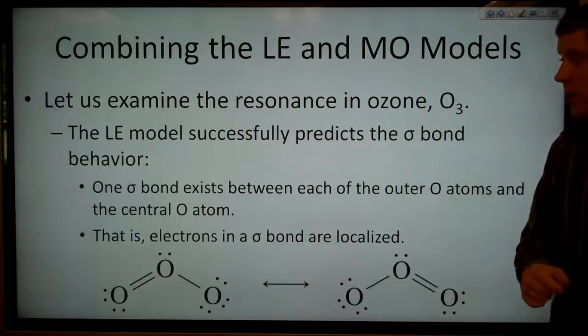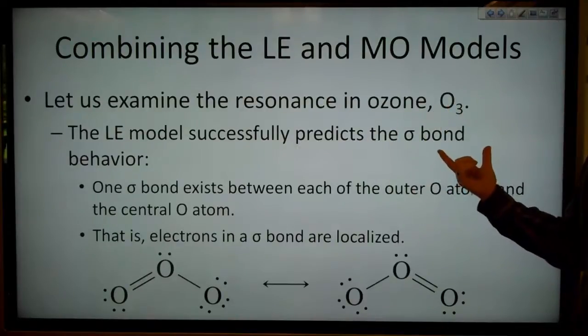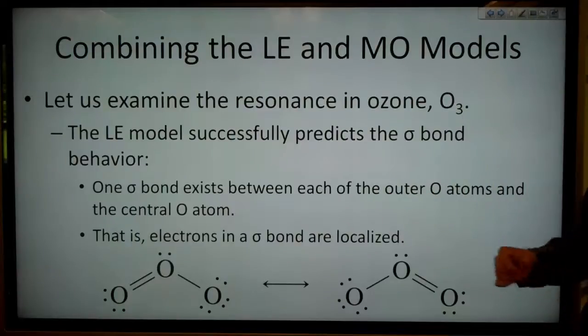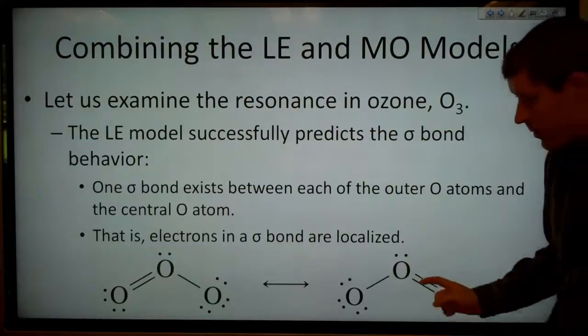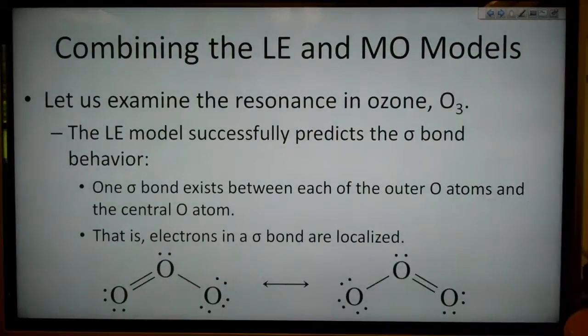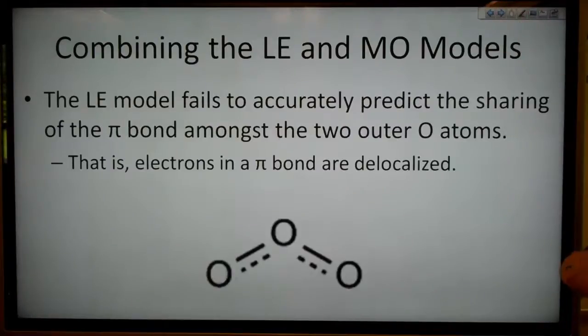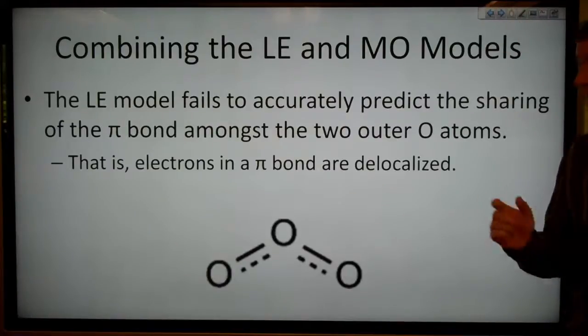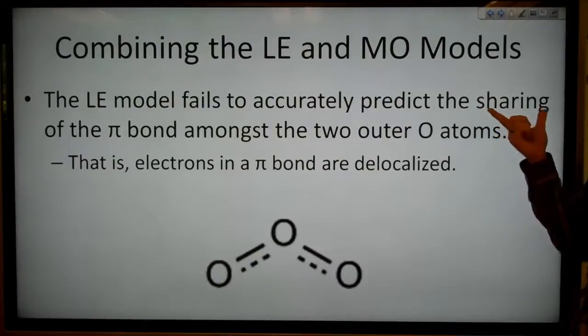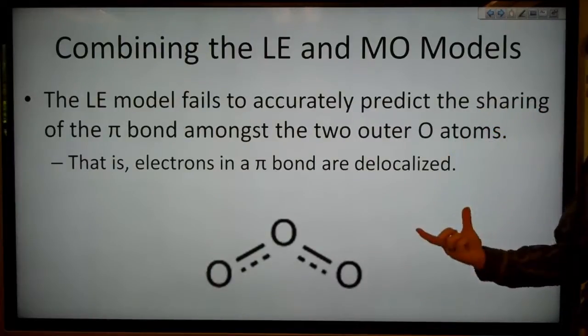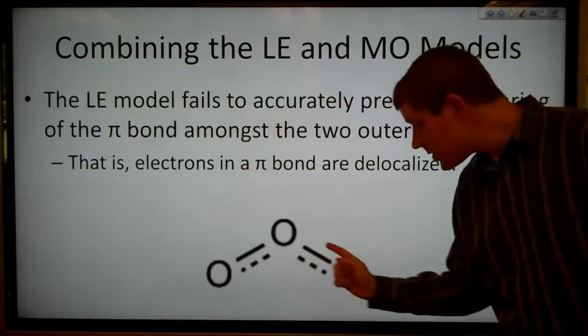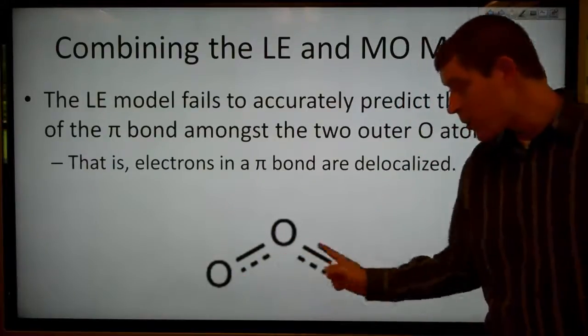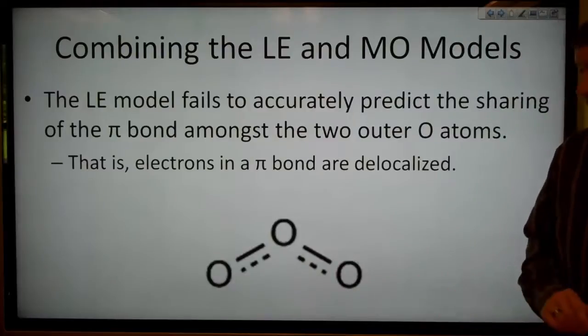The localized electron model successfully predicts the sigma bond behavior. One sigma bond exists between each of the outer oxygen atoms here and the central oxygen atom. That is, the electrons in a sigma bond are localized between those two nuclei. But the localized electron model fails to accurately predict the sharing of the pi bond among the two outer oxygen atoms. Amongst these two oxygen atoms, it can't predict that resonance, that sharing of the electrons.